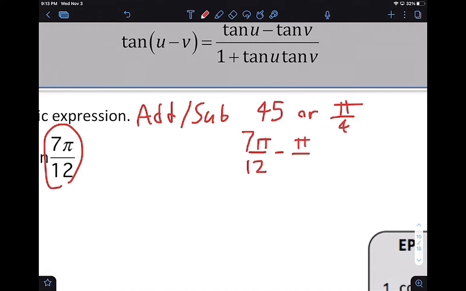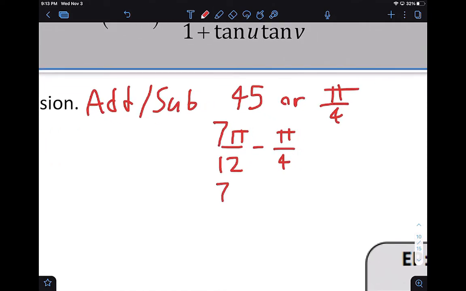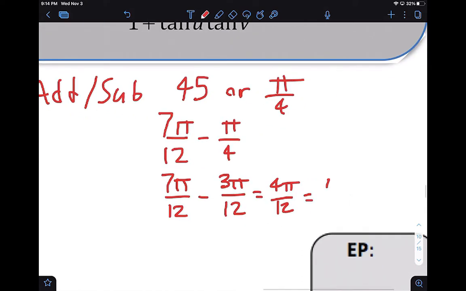I'm going to go off to the side, this is scratch work, and subtract pi over 4. I apologize for my handwriting, I don't have an Apple pen here today, so just rolling with it. When you subtract fractions, you need a common denominator, so that pi over 4, I need that to be a 12 in the denominator, so I'm going to multiply top and bottom by 3. That is going to come out to 4 pi over 12, which reduces down to pi over 3.